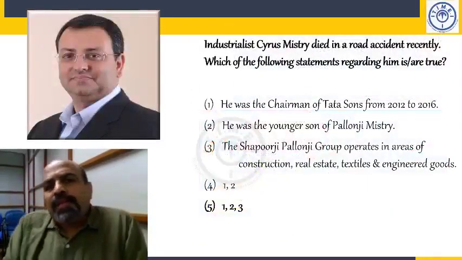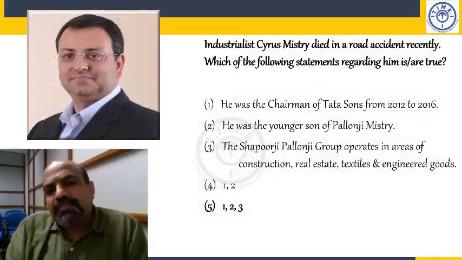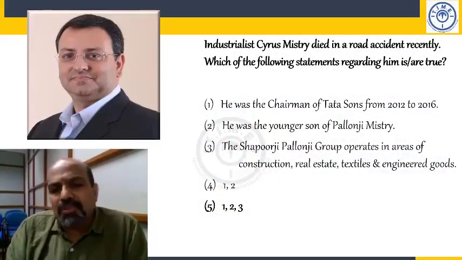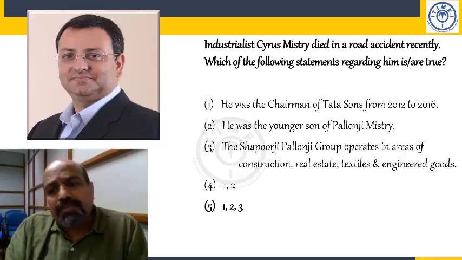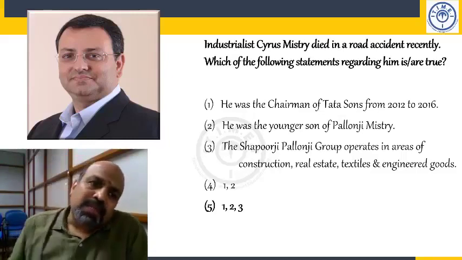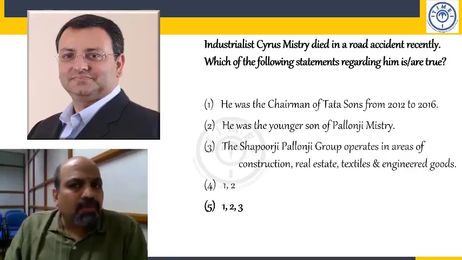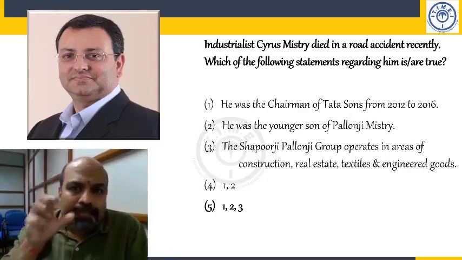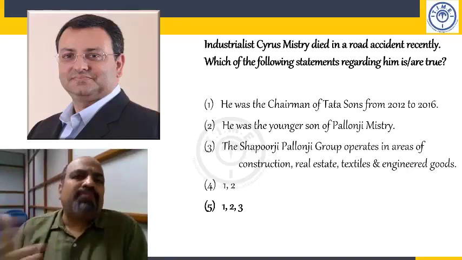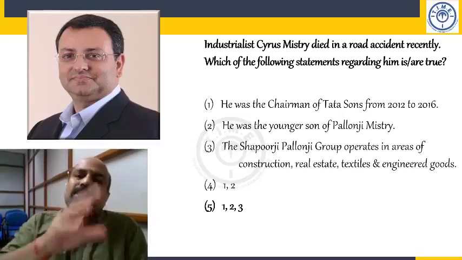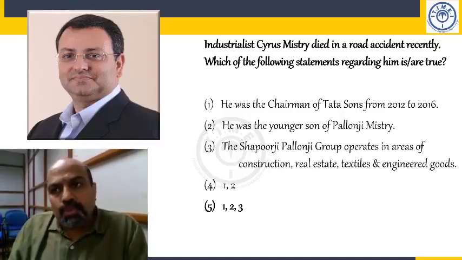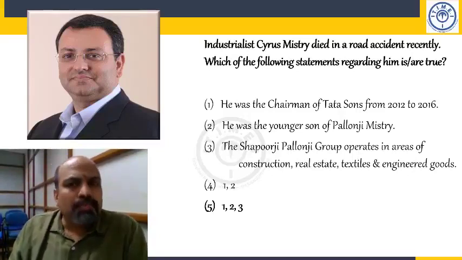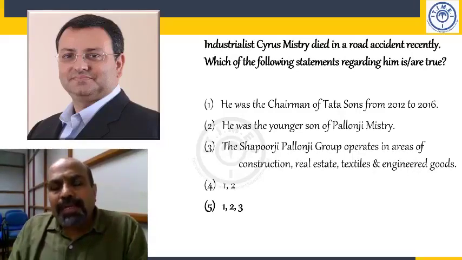Sad thing here. Industrialist Cyrus Mistry died in a road accident recently. Which of the following statements regarding him are true? All of them are true. He was a chairperson of Tata Sons from 2012 to 2016. Tata Sons is the parent company of the Tata Group, a holding company, an umbrella company. It itself does not manufacture anything or provide any service, but it owns Tata Group. More than 2/3 of the shares are owned by charitable trusts, which are headed by Ratan Tata.